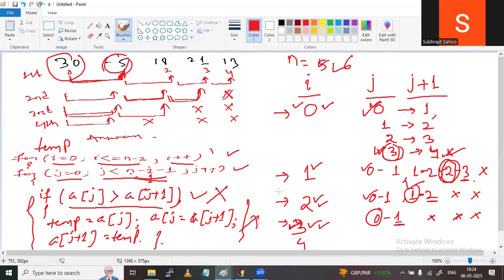So I hope this concept is understood. If not, please watch this video 1 to 2 times, then you will get clarity. In the next video I will continue with one more type of sorting, that is insertion sort.